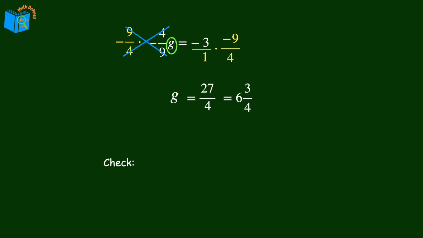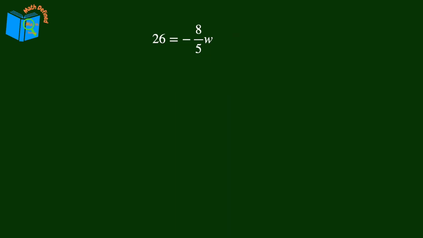To check our solution, we will replace the g with the fraction 27/4 in the original equation. Cross-cancellation will make the calculations easier, resulting in -3. The last one, 26 equals -8/5 w. Can you solve this on your own?